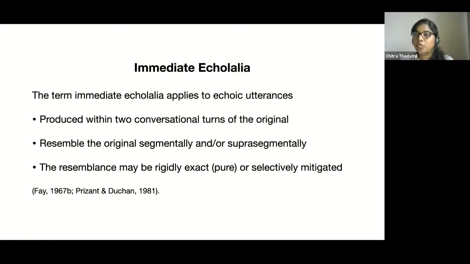So far we've understood autism, and we've seen what the core deficits in autism are. We've also seen what echolalia is, and now we have defined what immediate echolalia is. The child is able to repeat what you've said within two conversational turns. He's going to repeat you segmentally or suprasegmentally. See, I'm changing my tone. Or the child might keep it pure and give you the exact words of what you just said. Or probably he could add on an additional phrase or unit and mitigate that echolalia. So that is immediate echolalia.